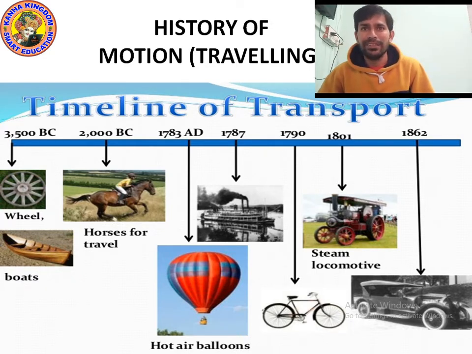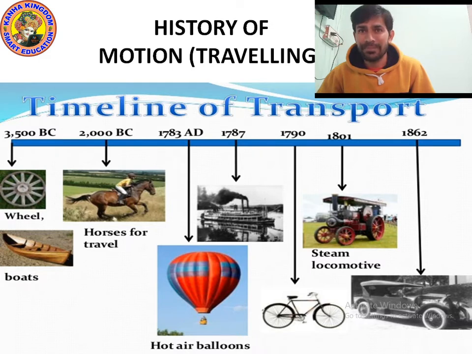and then they made a bullock cart, then they slowly made a boat. Slowly, as their brain developed, they made a boat which can float on the water. So they started traveling from one place to another. It all happened in 3500 BC, before Christ.